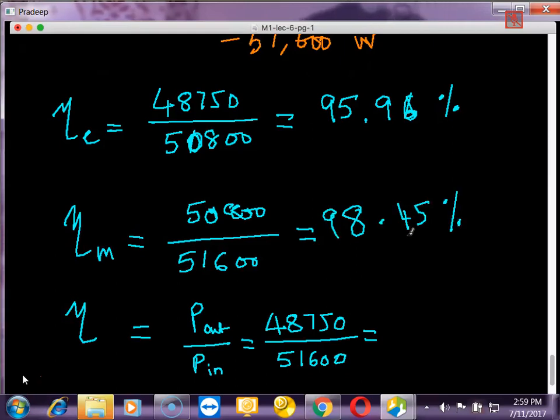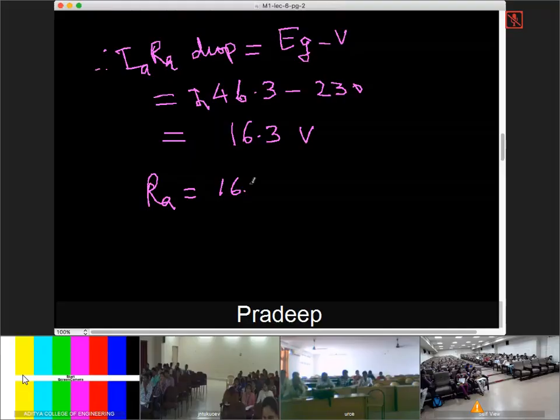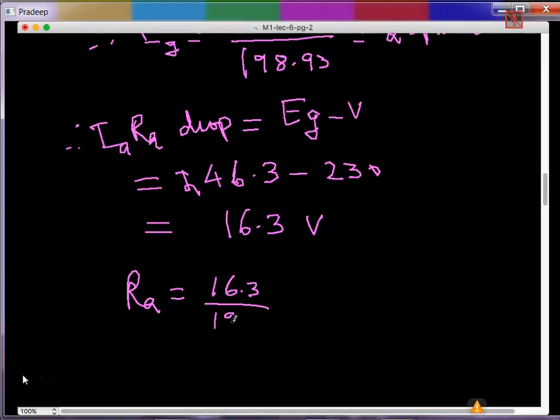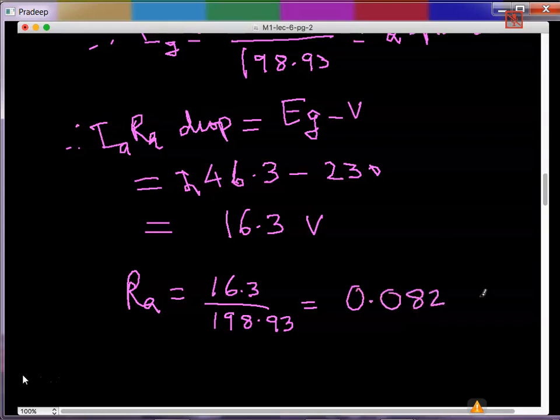So this will be actually the product of these two. It will be slightly divided by the armature current, that is 198.93. And when I do this, 16.3 divided by 198.93, I'm getting 0.082 ohms. So this is the armature resistance that we are able to calculate. So this was one part of the question. Any doubts so far?